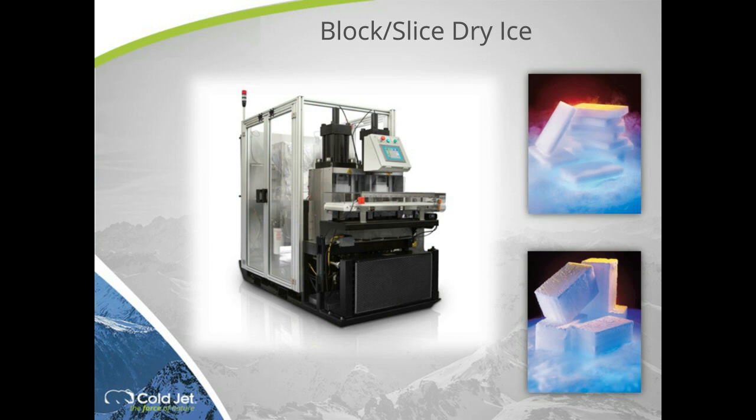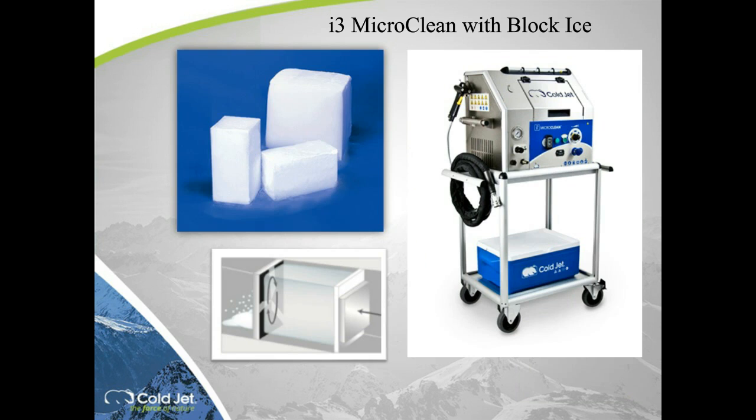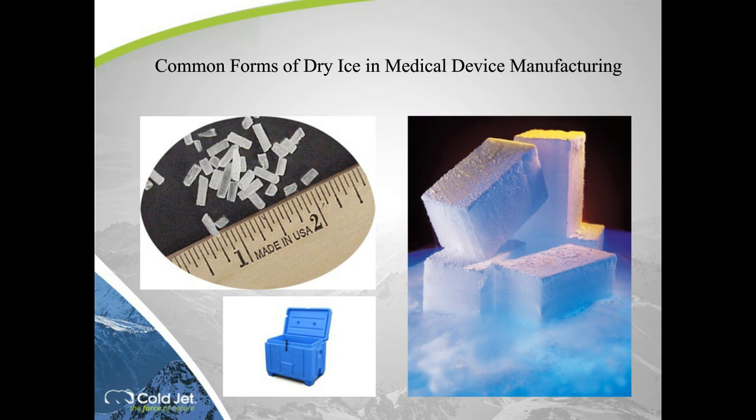It's made in blocks. It's made in slices for the airline industry. The blocks are shaved. The pellets go straight into a feeding system and then are actually blasted in 3 millimeter. These are the two most popular forms that you'll be using in medical device manufacturing. Out of all those different sizes that you can possibly make, you're probably going to end up with either 3 millimeter or a block. And why do you choose one over the other?